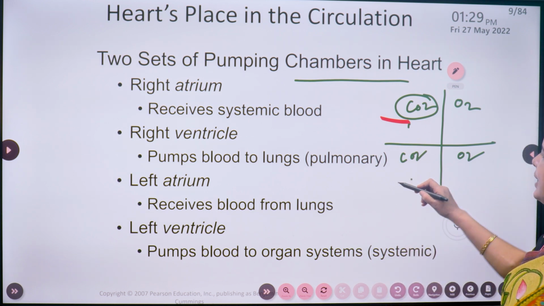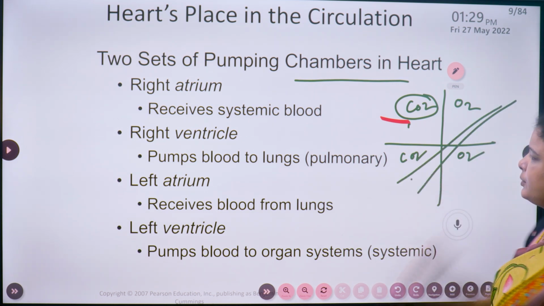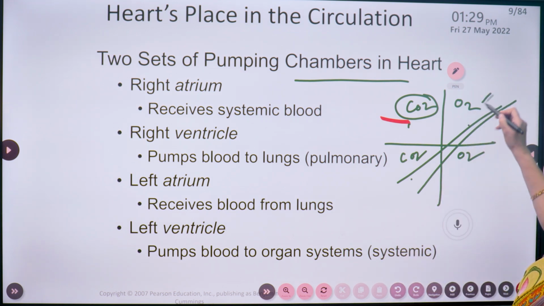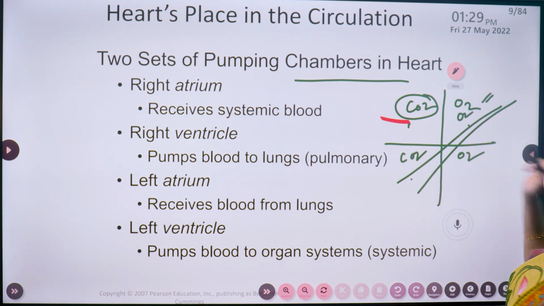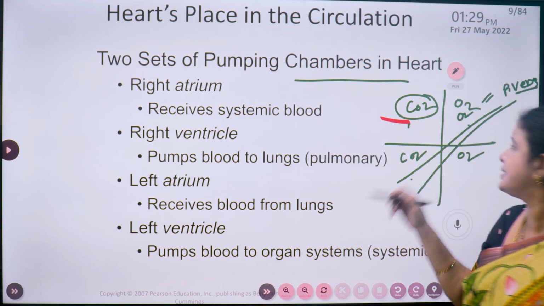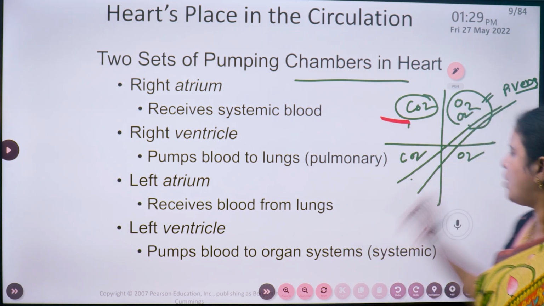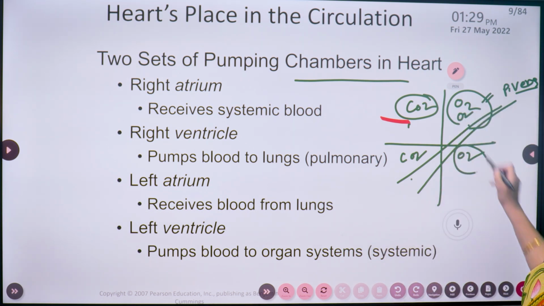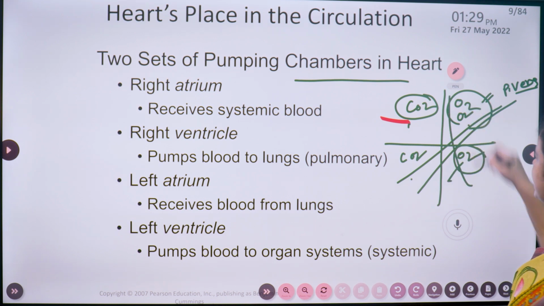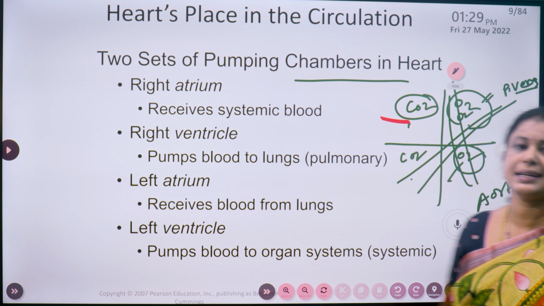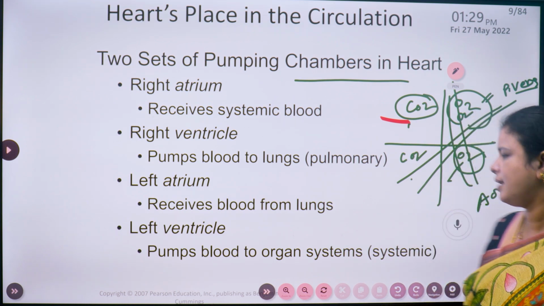The right ventricle will pump the blood to the lungs. Next, the left atrium will receive oxygenated blood through the pulmonary veins. The left ventricle will pump the blood into the aorta.